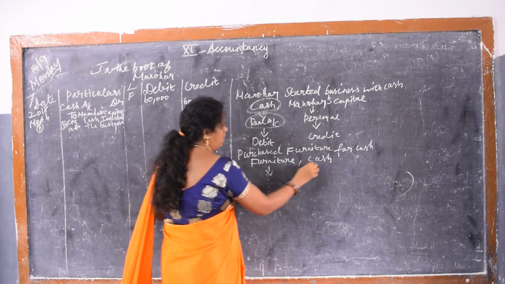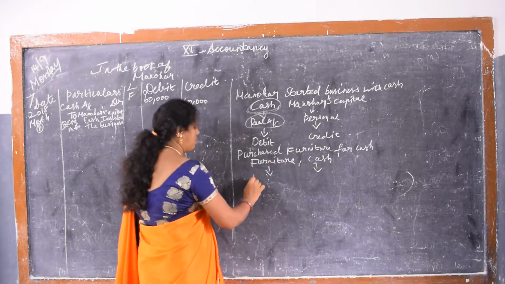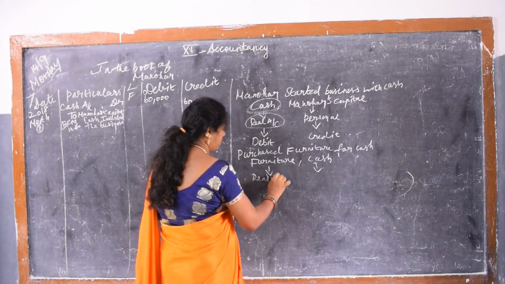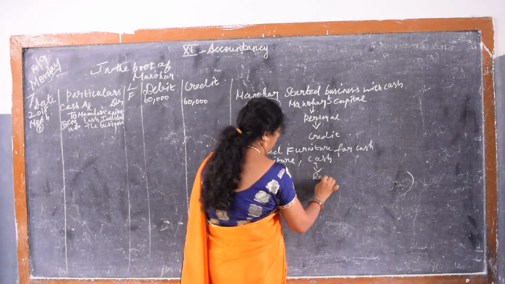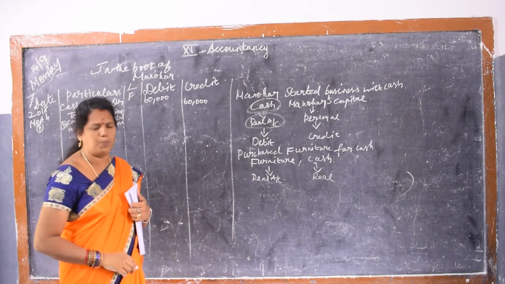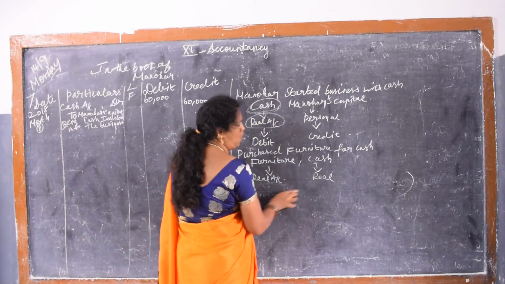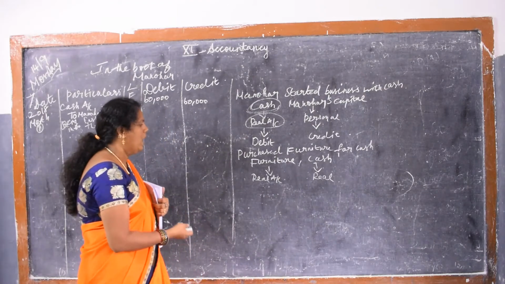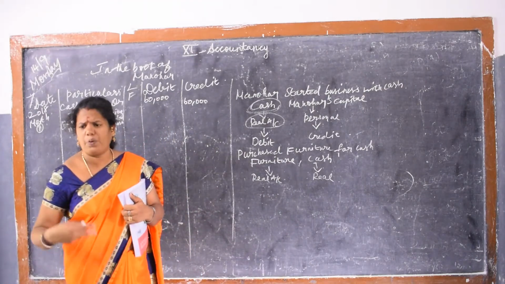Step number two. What is your liability account? Real account. Cash account is also a real account. What is the real account rule? Debit what comes in. Both are real accounts only, so no problem. You can easily find out. Real account: debit what comes in, credit what goes out.